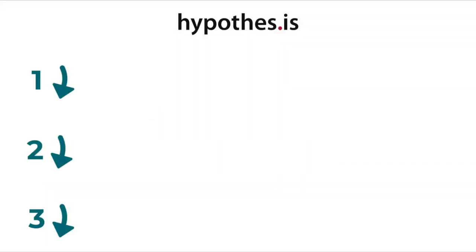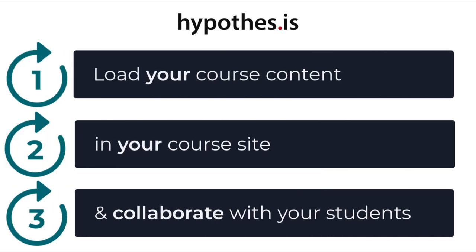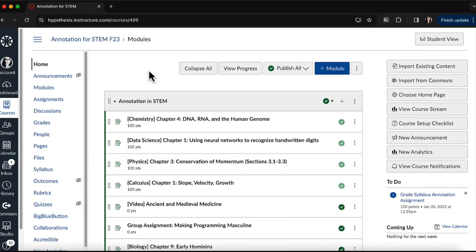Using Hypothesis to socially annotate with your students is as easy as 1, 2, 3. First, you'll ensure that the content is added to your course. That could be in the form of a PDF in your Canvas files or as a Canvas page.